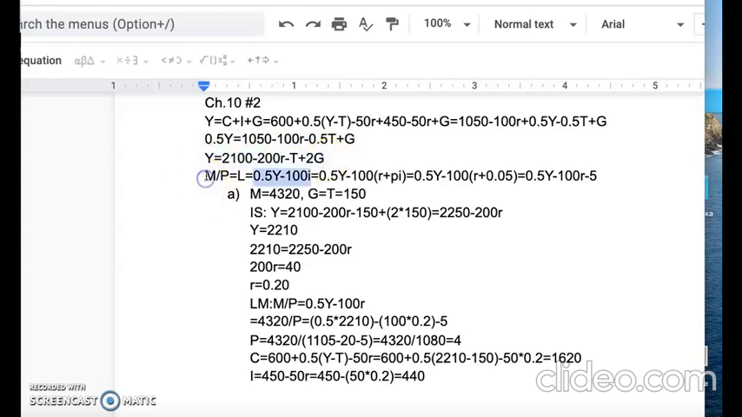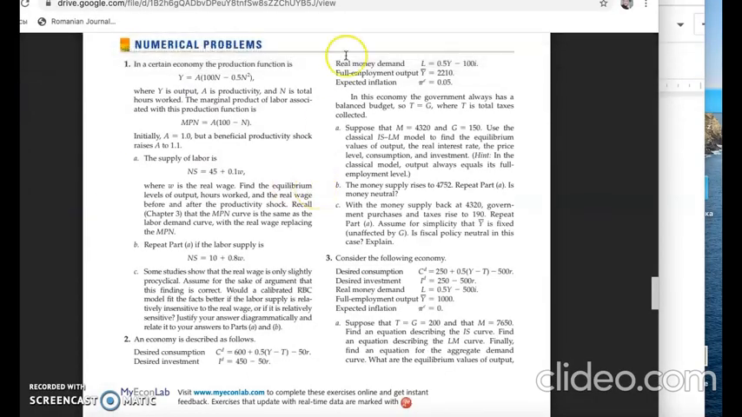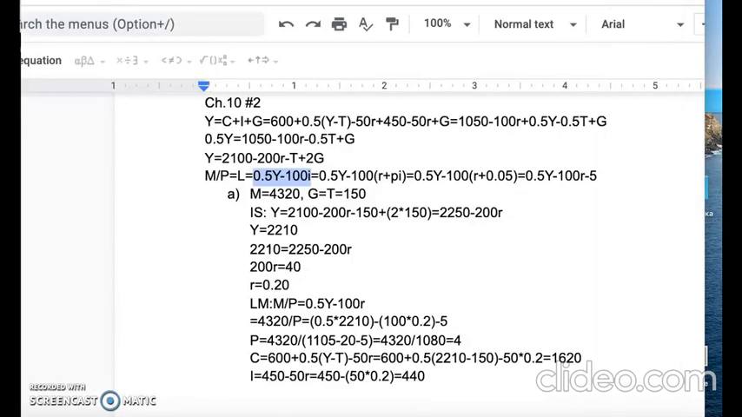From the LM curve, we will have real money demand, which is given by this formula, and then we will use it and equate money supply and money demand, and write it like this. We'll also simplify it by using all the values that we know, and at the end we will have this final simplified LM curve equation.